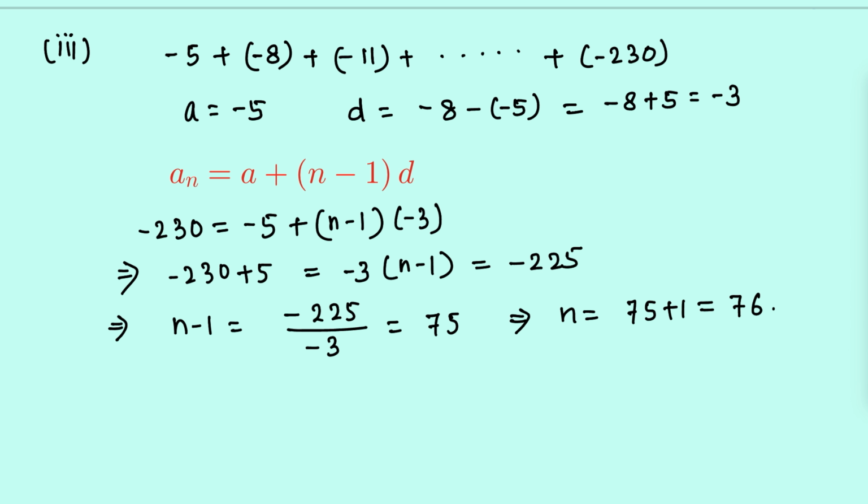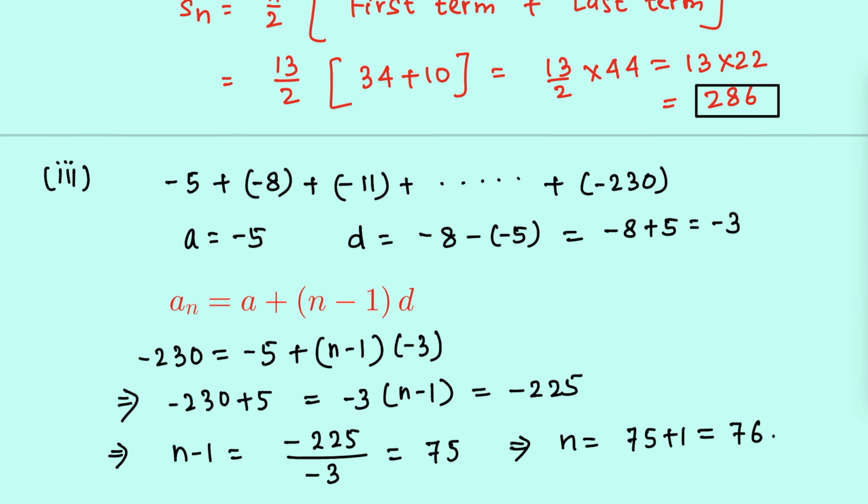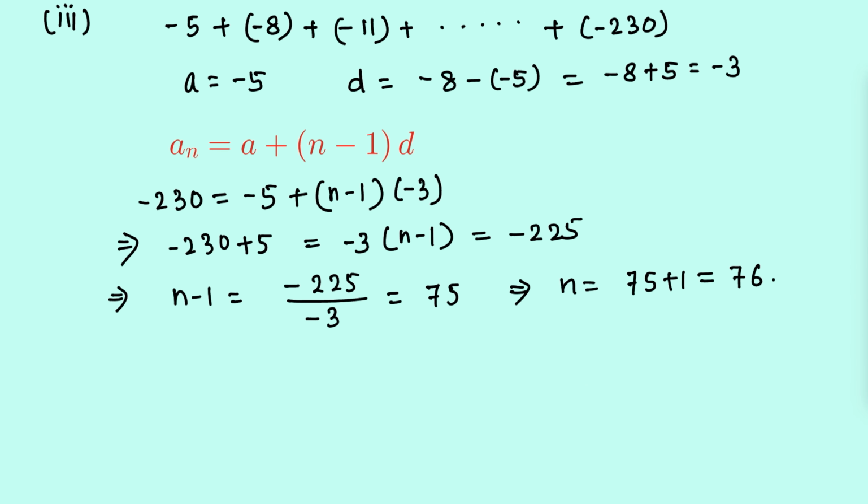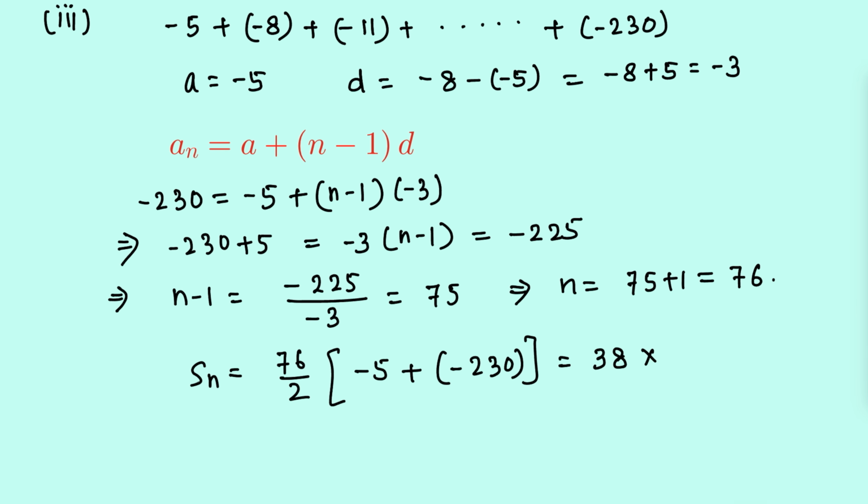Now use this formula, Sn is equal to n by 2, that is 76 by 2, into first term plus last term. First term plus last term is minus 5 plus minus 230. So it will be equal to 76 by 2, that is 38, multiplied by minus 235. So this will be equal to minus 8930. This one will be the answer.